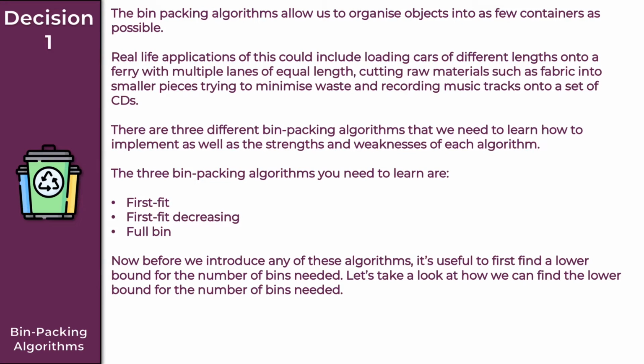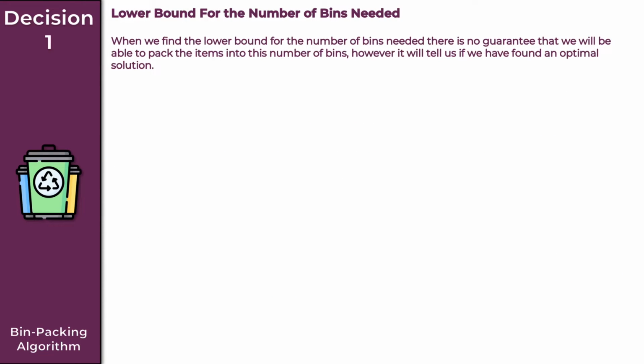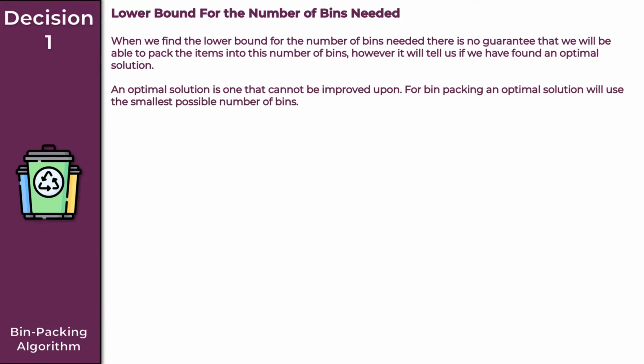Now, before we introduce any of these 3 algorithms, it is useful to first find a lower bound for the number of bins needed. So let's take a quick look at how we can find the lower bound for the number of bins needed. When we find the lower bound, there's no guarantee that we're going to be able to pack the items into this number of bins. However, it will tell us if we have found an optimal solution. And an optimal solution is one that cannot be improved upon. So for bin packing, an optimal solution will use the smallest possible number of bins.